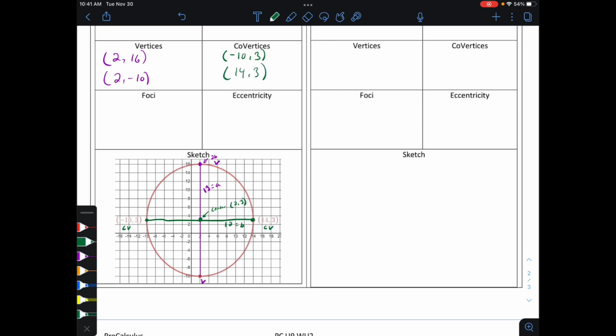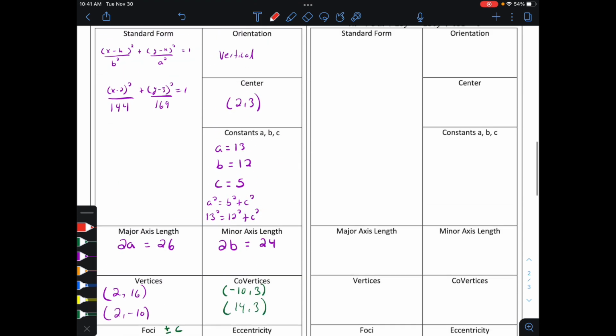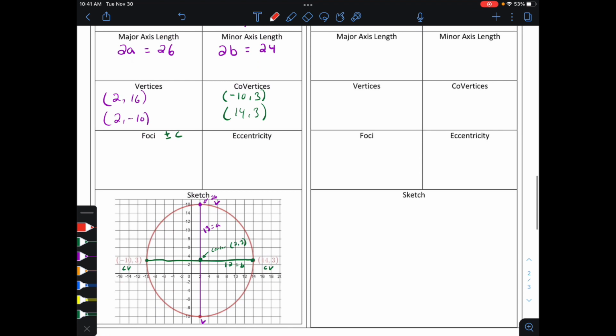All right, the foci. The foci are in the direction of your vertices, but they are C units away from the center. So my C, we said, was what? C was 5 here. So basically, to get my foci, I'm adding or subtracting C from my center. I'm adding, subtracting 5.